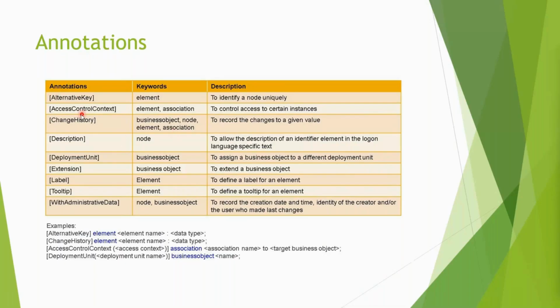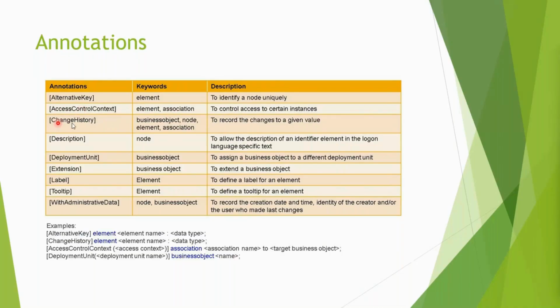This access control context, we can give at the element and association level. This is related to access to that field. Like in the UI, we have business roles, right? Business roles have the access restrictions, let's say based on the sales or the territory. If you want to define that, we can use this access control context for the custom elements.